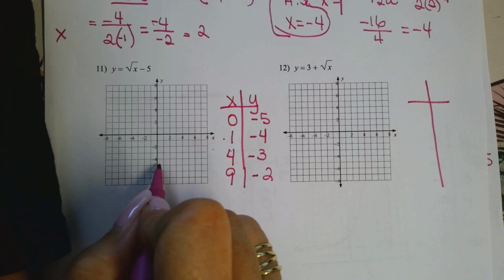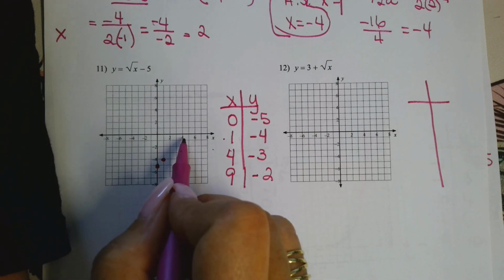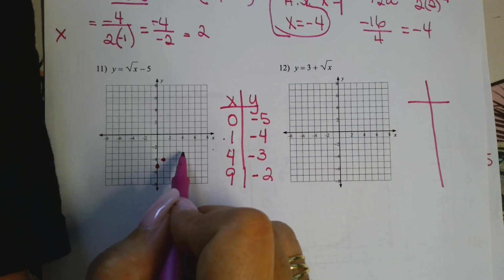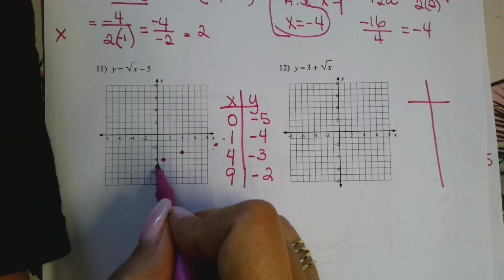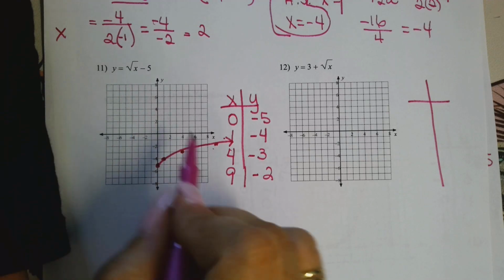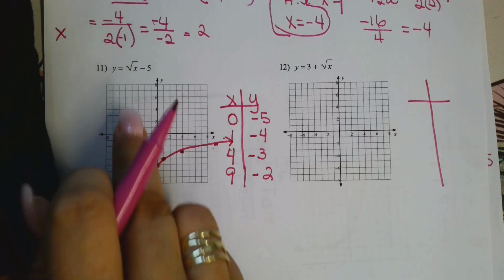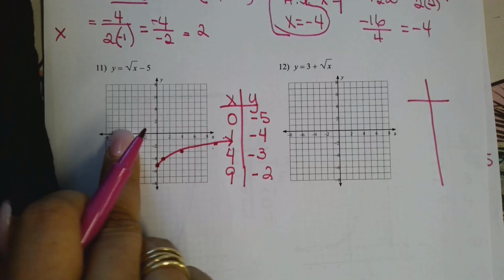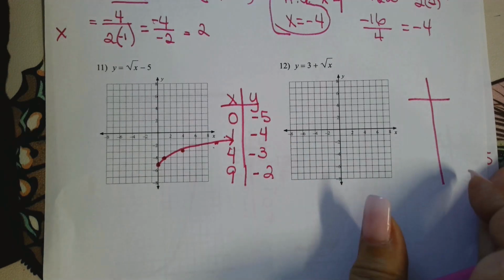So 0, negative 5. 1, negative 4. 4, negative 3. And 9 would be out here, sort of like that. And remember that these square root functions, they have a beginning and an end. And the reason it's a beginning, because again, our x cannot be negative, okay? Because we can't graph the square root of a negative.